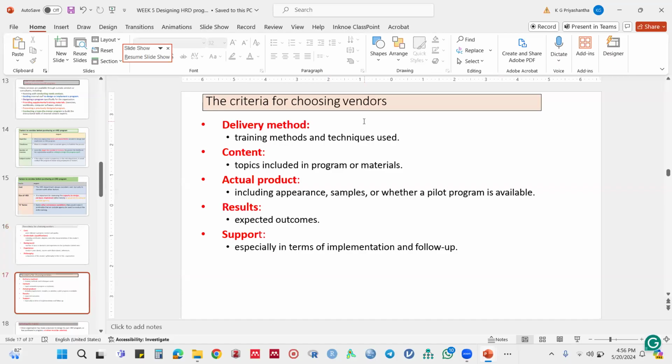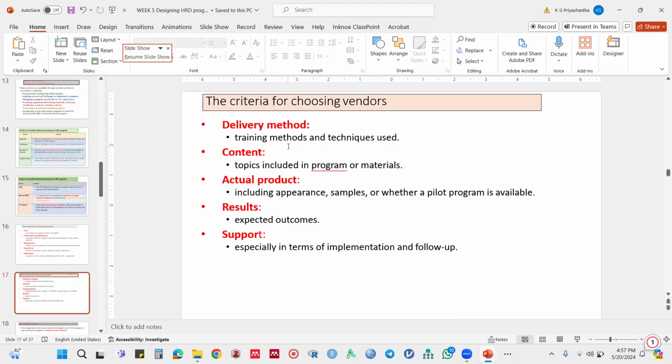Then the criteria for choosing vendors and delivery method, the way we can deliver, whether online, whether offline, whether on the job, whether off the job, right? Or whether hybrid mode, whether outward bound, right? So various techniques are there, the delivery method, and what techniques are used, and the content topics included in the program, the actual product, including appearance samples or whether a pilot program is available, and the results, ultimately what are the expected outcomes they are going to generate for our organization, and the support, especially in terms of implementation and follow-up.